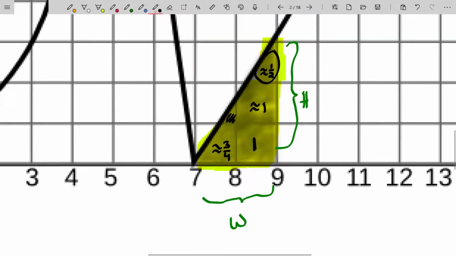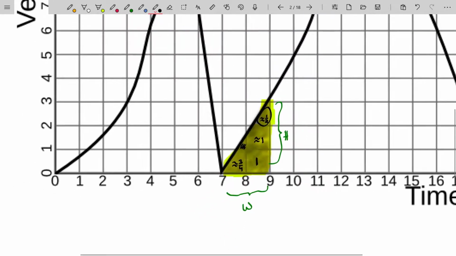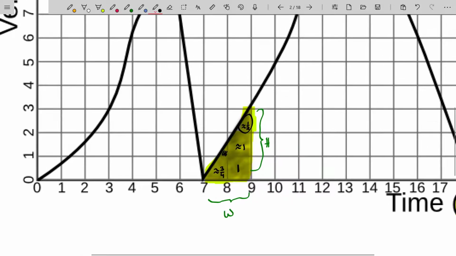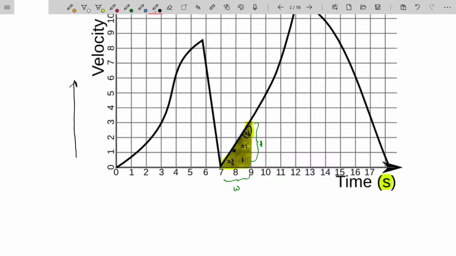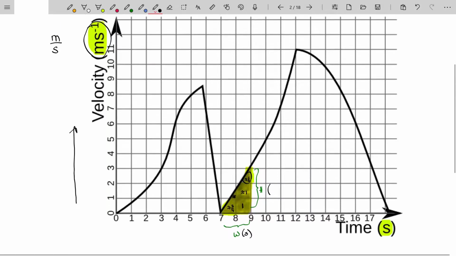What I'm really truthfully asking here is, what is that area? What does it represent? Well, the way you can do that is just take its width, the units for the width, which are in seconds, and multiply those by the units for the height, which are in meters per second.